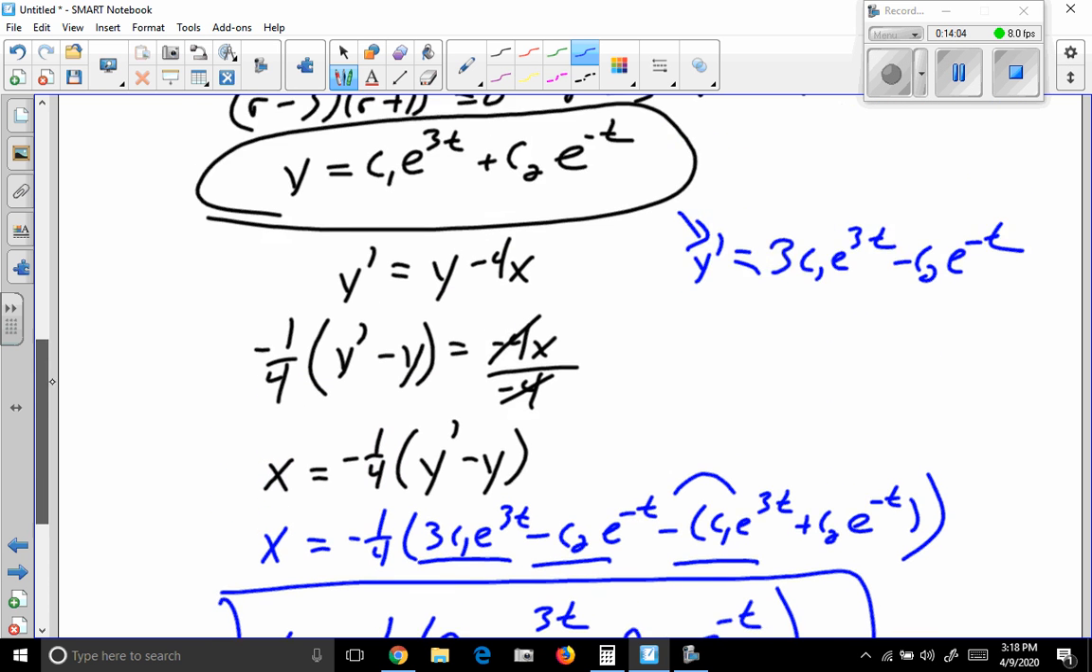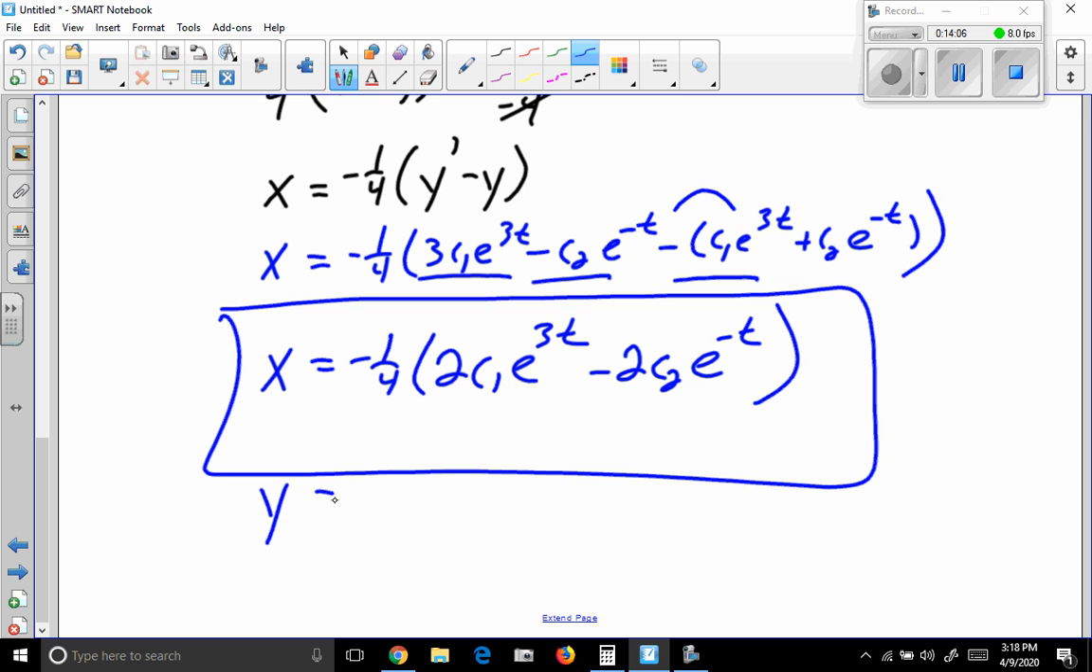So let's just copy y down. So y is c1 e to the 3t, c2 e to the minus t, and x is that. So if we were given some values, we could solve and find out what c1 and c2 needed to be for our particular problem.